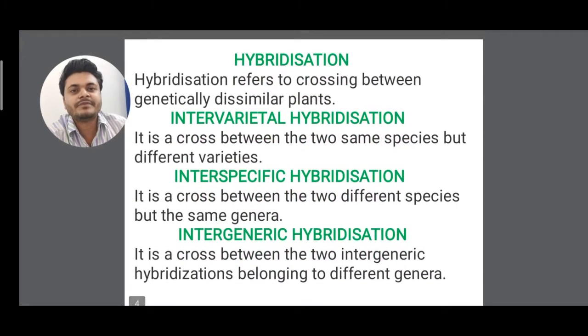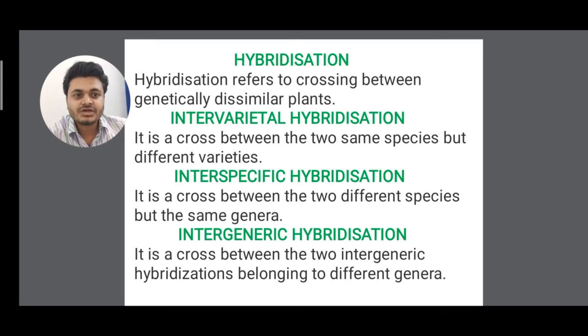Now what is hybridization? Hybridization refers to the crossing between genetically dissimilar plants. Clear? Next, what is intervarietal hybridization? It is a cross between two plants of the same species but of different varieties. Interspecific hybridization means a cross between different species but of the same genus. Clear? And what is intergeneric hybridization?